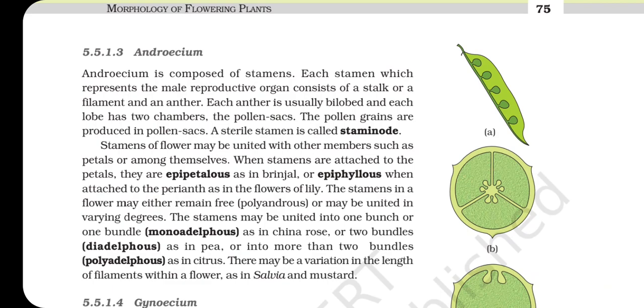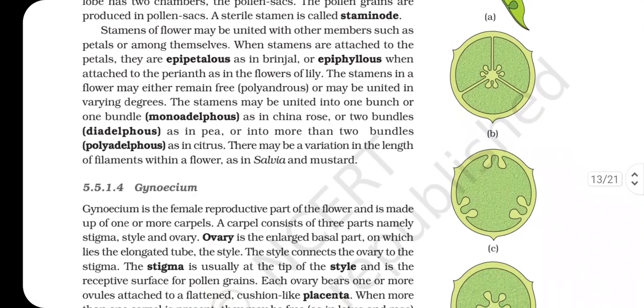The stamens may be united into one bunch, monoadelphous, as in China rose; two bundles, diadelphous, as in pea; or more than two bundles, polyadelphous, as in citrus. There may be a variation in the length of filaments within a flower, as in salvia and mustard. Gynoecium.